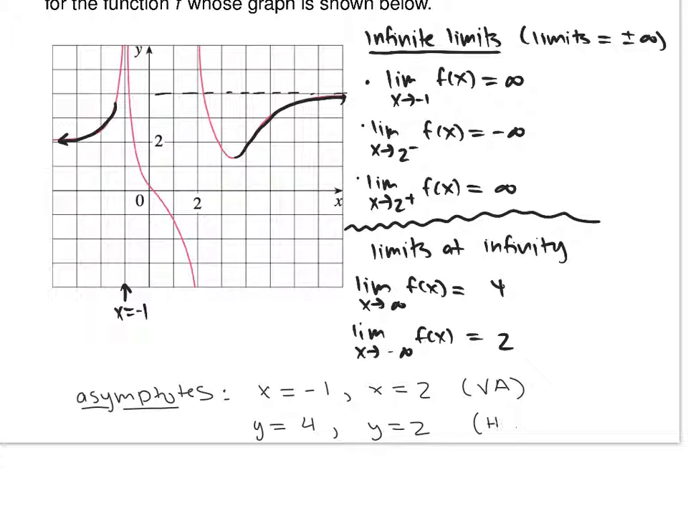Good. You don't have to say VA or HA. If you say x equals or y equals, the fact that x equals is a vertical line means it's a vertical asymptote. That's why I was a bit picky about you saying x equals when I asked for vertical asymptotes, because you shouldn't just say it's 1, you should say x equals negative 1. Otherwise it's not clear if you mean a vertical or horizontal line.